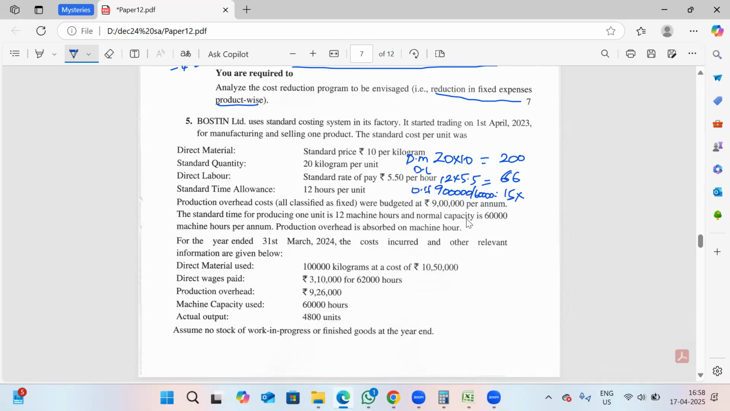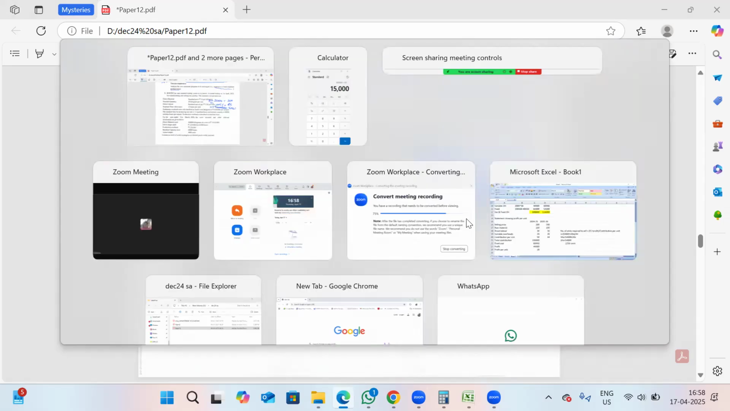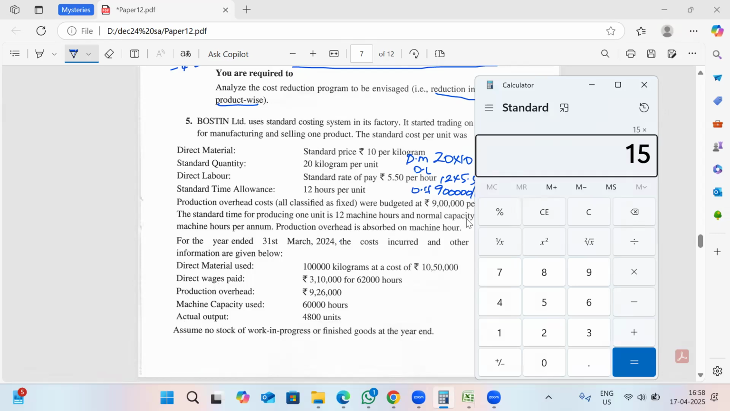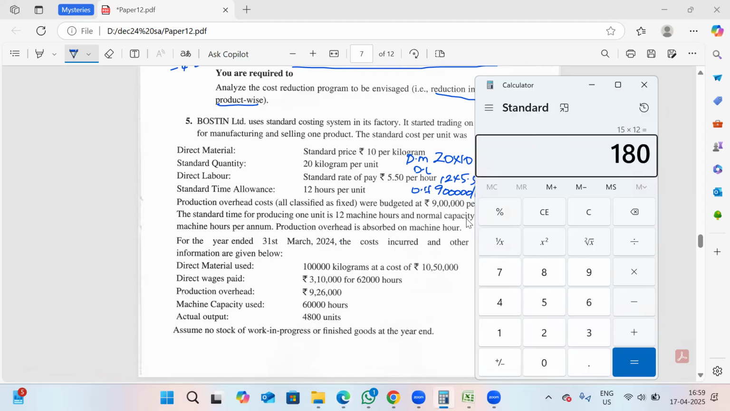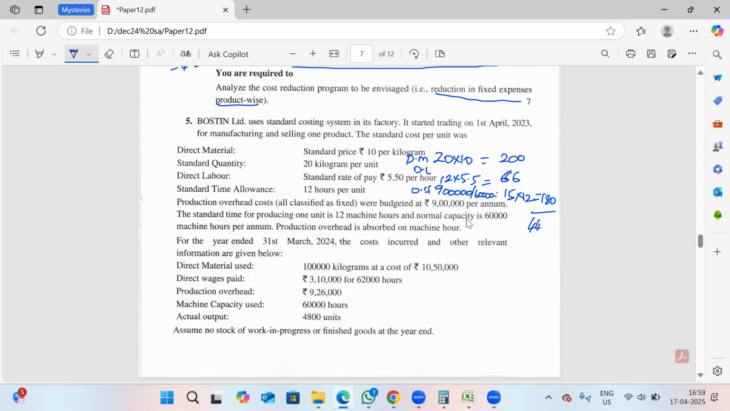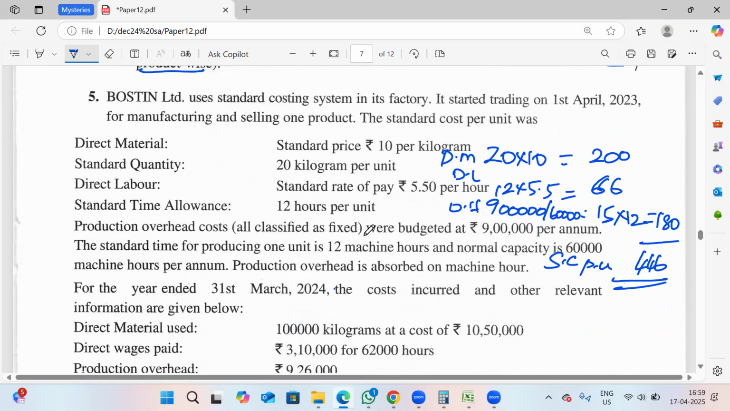How many hours do I require? 12 machine hours. So 15 into 12, I will get 180 rupees. So my total will be 180 plus 200 plus 66, which is 446. My standard cost per unit is 446. Okay, fine.